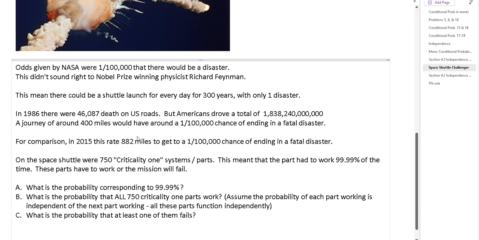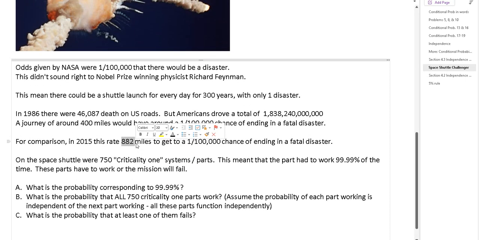To give you a perspective on this 1 in 100,000, back in 1986 when this happened, about 46,000 people died in car accidents on U.S. roads. But we drove a total of 1.8 trillion miles. So that means if the odds of going on a car ride and ending in disaster were 1 in 100,000, then you could take a trip of about 400 miles. For comparison, things have gotten better. In 2015, that distance was up to 882 miles. So certainly we've gotten better about things. But let's get back to the shuttle.